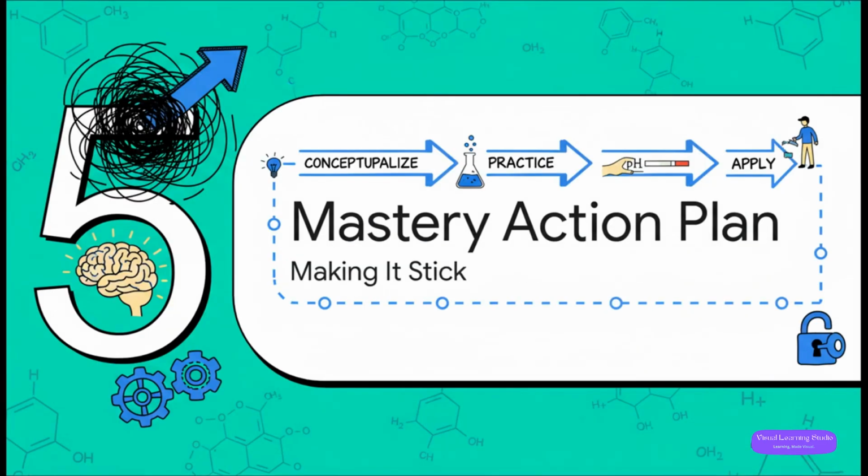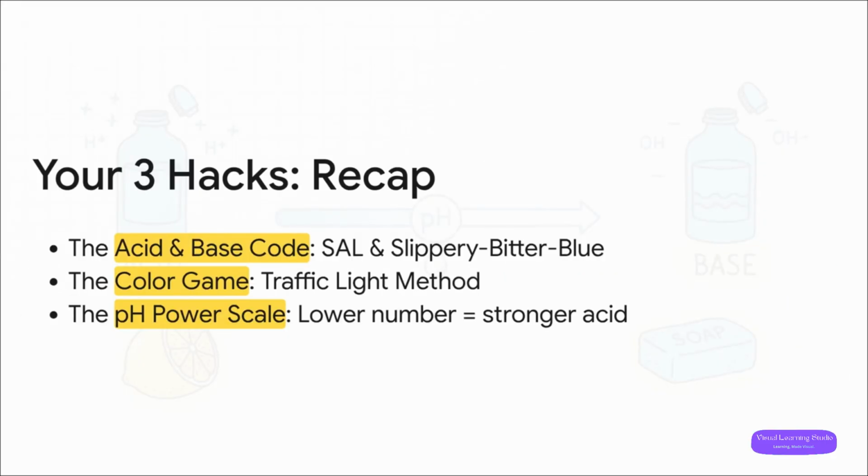So, how do we take all of this and make sure it actually sticks around for good? Well, it's time for a quick action plan. First, let's just do a super quick recap of the 3 mental models we've built. We've got our simple codes for acids and bases, SOL and slippery bitter blue. We have the traffic light method for remembering all those indicator colors, and we have our new way of thinking about pH as an inverse power scale. Lower number equals stronger acid. These are your new tools.